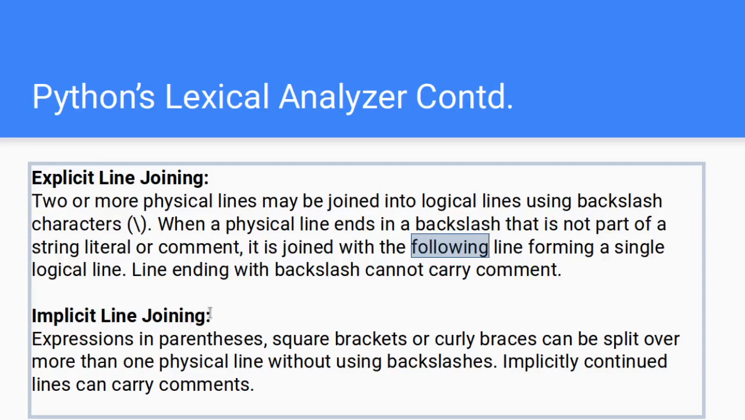Implicit line joining. Expressions in parentheses, square brackets, or curly braces can be split over more than one physical line without using backslashes. Implicit. So that's usually how we do it. It's not a good idea, at least I don't like using backslashes to end a line; it seems very Windowsy. Implicitly continued lines can carry comments.